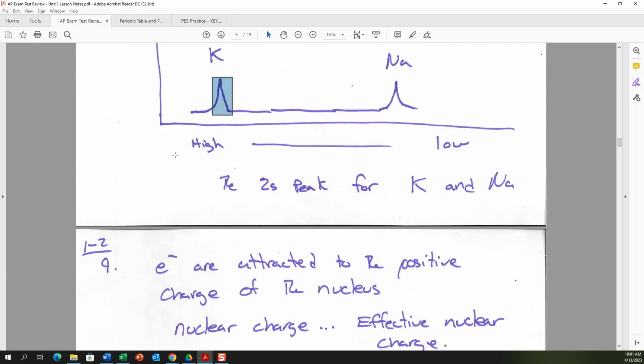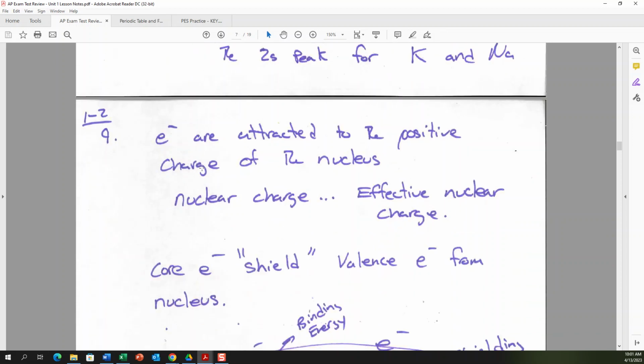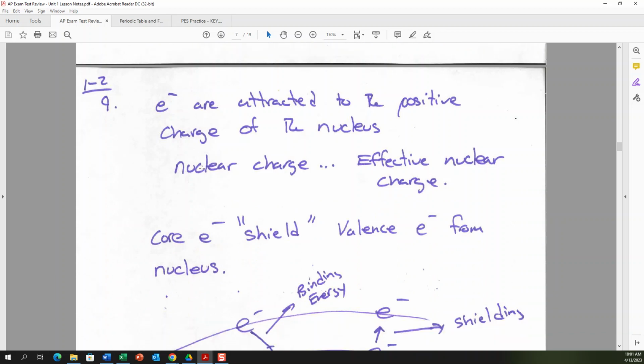You'll get at least one PES question. Probably you might get one, and if you don't get a PES question on the multiple choice, it's definitely going to show up on the free response. It's usually going to show up at the end because they're pretty easy questions if you understand how to read PES diagrams. All right. So we're going to call that part 1 of this unit 1 review.